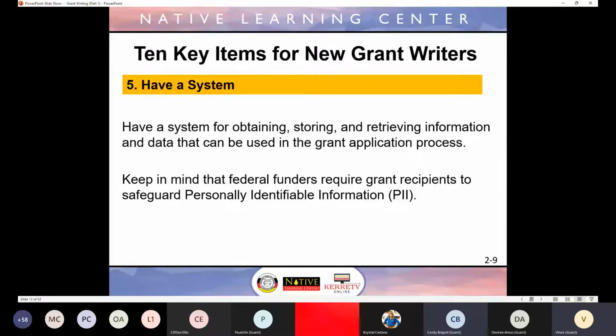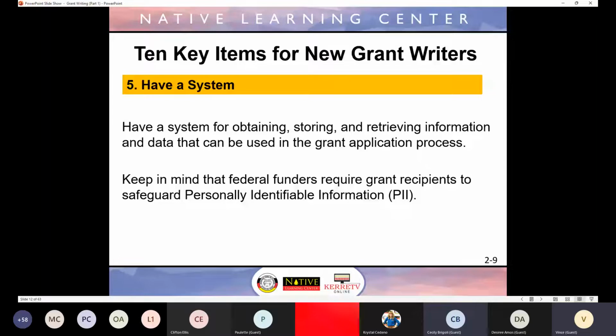Keep in mind that federal funders require grant recipients, such as you, to safeguard personally identifiable information. If you have not heard of that, it's referred to as PII, and it's in the regulations. It's in that 2 CFR Part 200 uniform guidance. It's part of the universal controls. Write this down, 2 CFR Part 200.303 and 2 CFR Part 200.302. Those two citations within the uniform guidance talk about the internal controls and the financial controls that are needed.